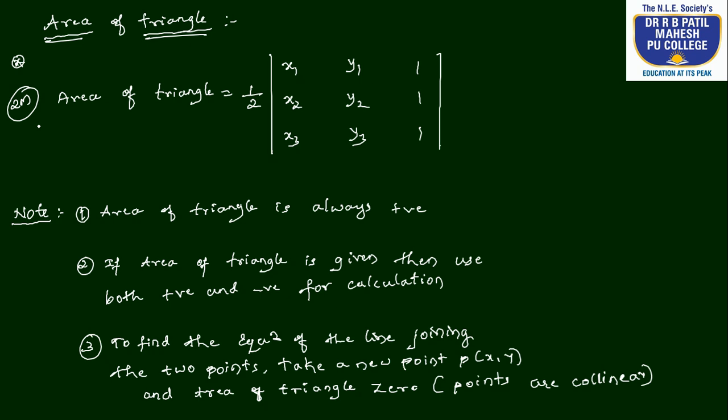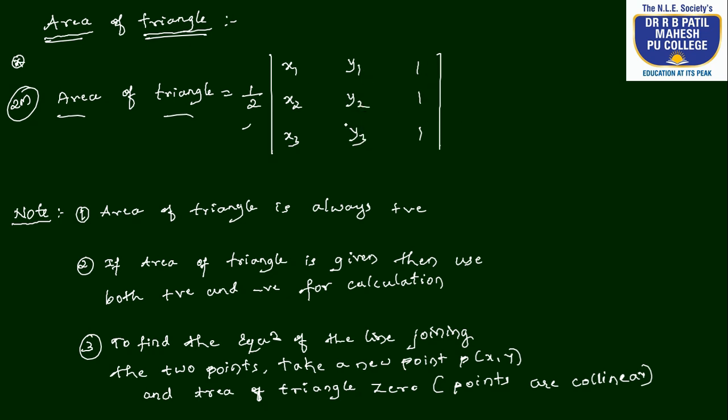So what is the formula in the determinants area of triangle? Half the first row x1 y1 1, second row x2 y2 1, third row x3 y3 1. I remember like this, column wise. It is simple to remember column wise: x1 x2 x3, y1 y2 y3 and 1 1 1. This is the formula for area of triangle.